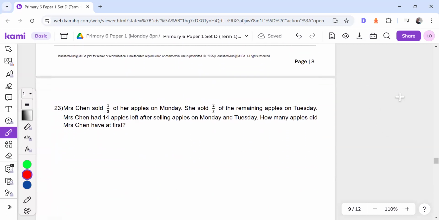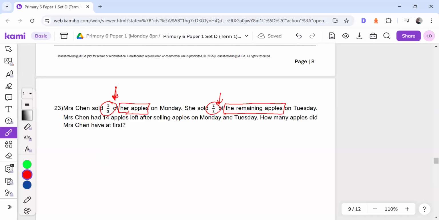Now, question 23, fractions means you draw model. So, Mrs. Chang sold one third of her apples on Monday. So, this fraction is talking about her apples. All right, for those in my class, just revise. What is one third talking about? Look at what's behind the 'of': her apples. What is two third talking about? Look at what's behind the 'of': the remaining apples. Are the two fractions talking about the same thing? No. So you don't make the denominator the same, even though they look the same, they are not referring to the same thing.